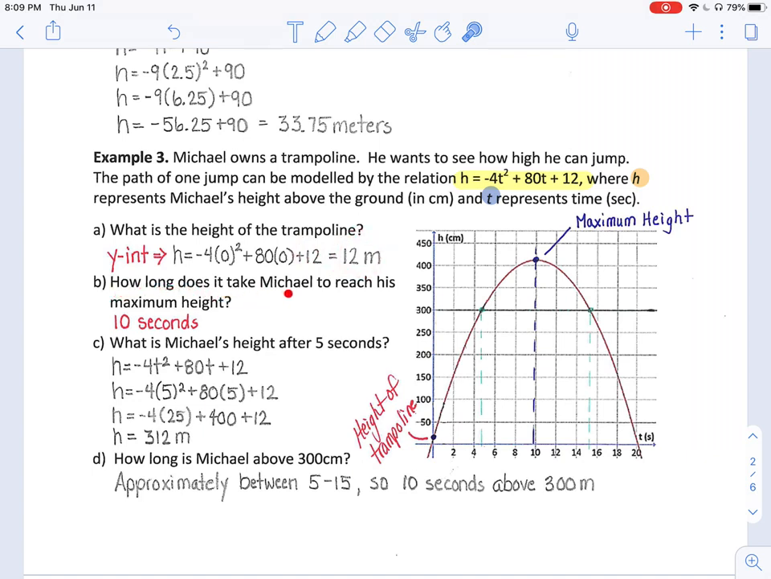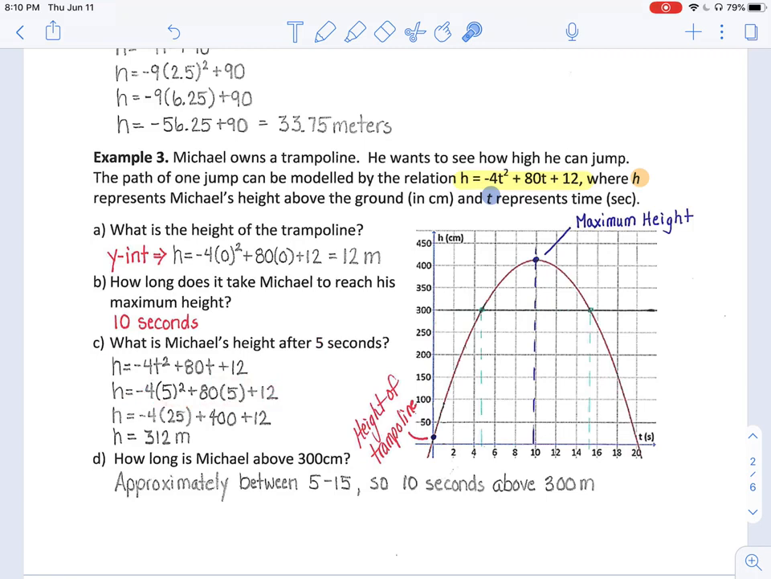How long does it take Michael to reach his maximum height? Well, it takes him 10 seconds, because we can see by the graph there. What is Michael's height after 5 seconds? Okay, so it gives us the time. So 5 seconds is right around here. So we visually see, we can kind of get an idea of where it's going to be, but we can figure out the exact height by plugging in our time value of 5 into our equation, which we've done here.